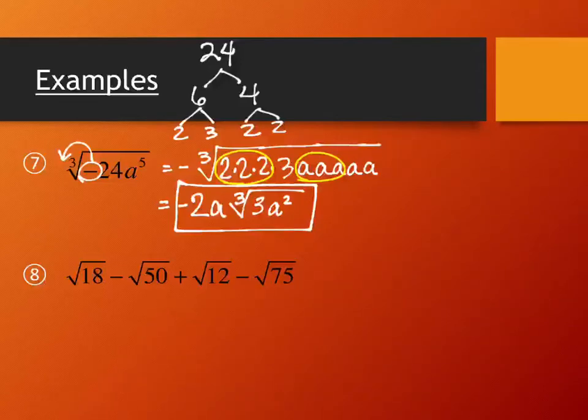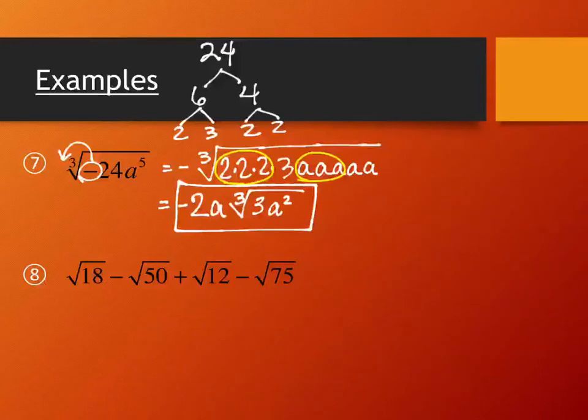Okay, on number 8, what students really want to do is use the properties of radicals for multiplication and division for addition and subtraction. They'd like to put a radical and simply say, okay, we're going to do 18 minus 50 plus 12 minus 75, put it all underneath the same radical. That's what people really would like to do.